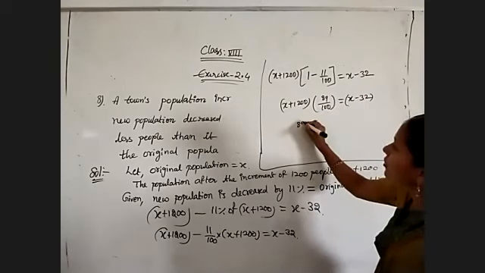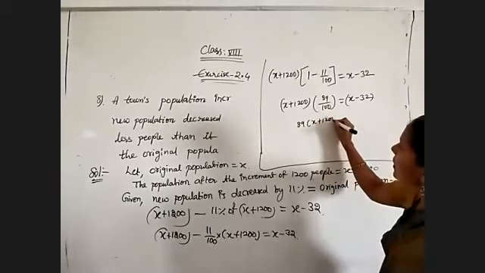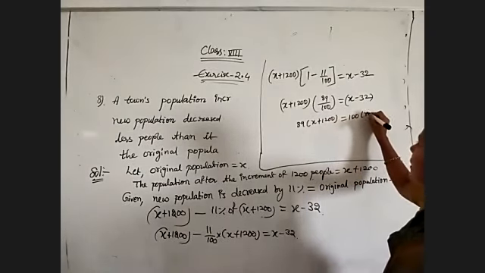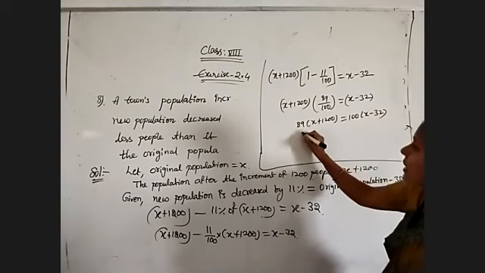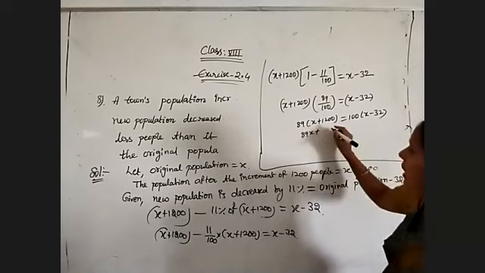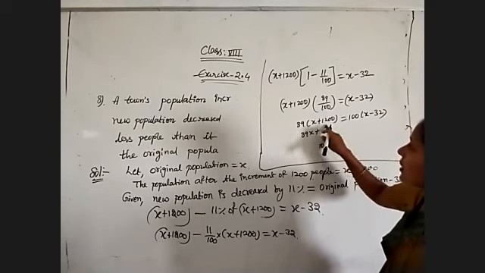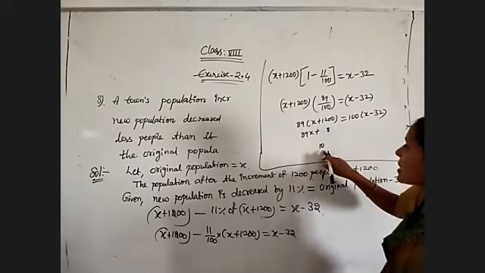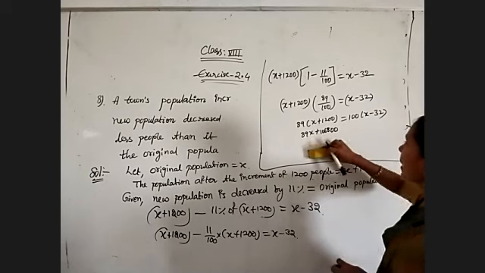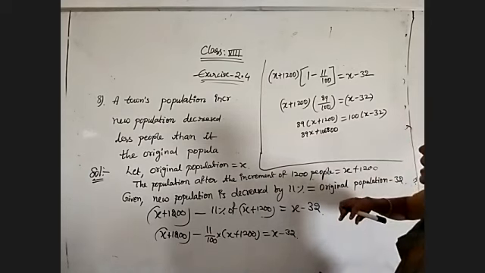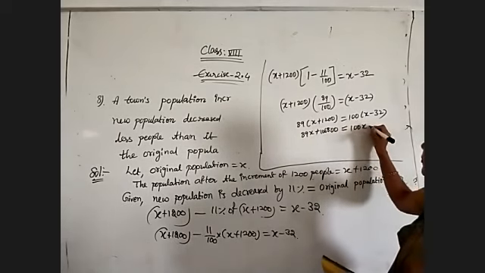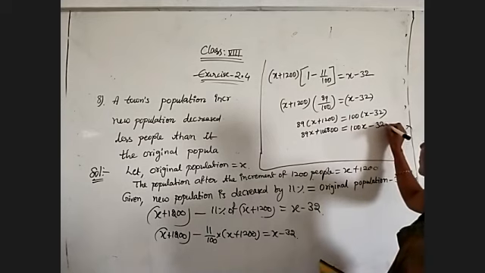So 89 into x plus 1200 is equal to, this 100 is in the division, by bringing it to multiplication, 100 into x minus 32. So 89x plus 12 into 89. 12 9s are 108, 10 is carry. 12 8s are 96, 96 plus 10, 106. And 2 zeros are there. So that is 1,06,800 is equal to 100 into x is 100x minus 32 into 100 is 3200.